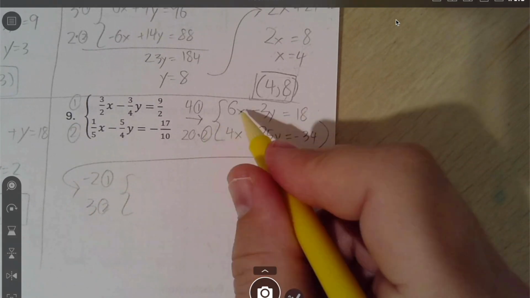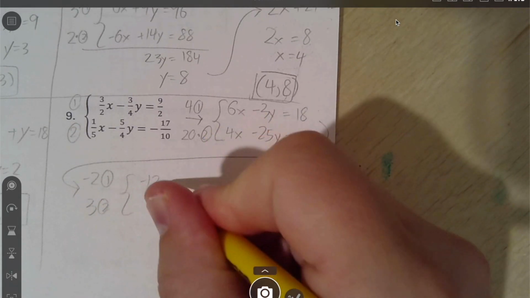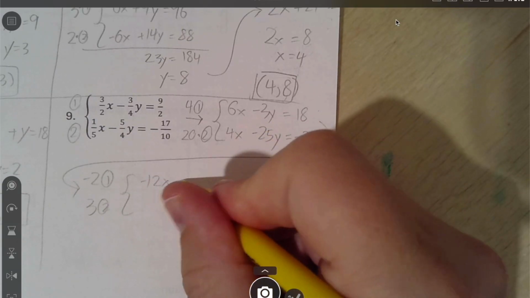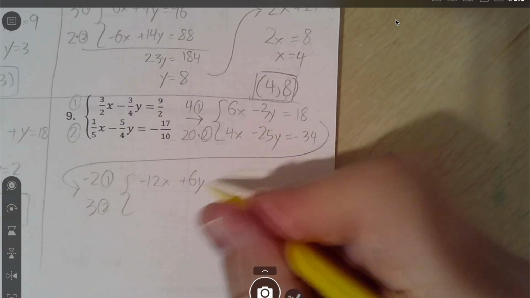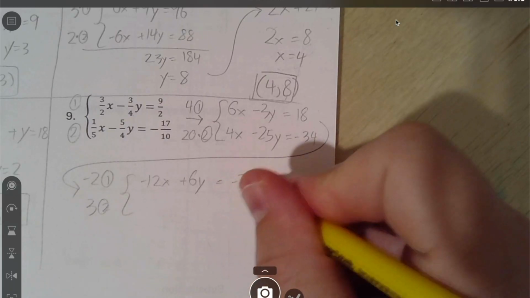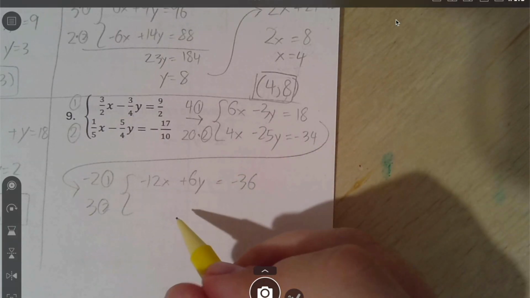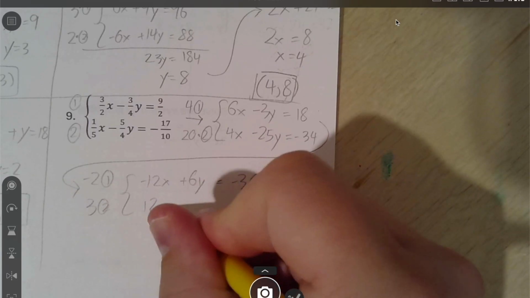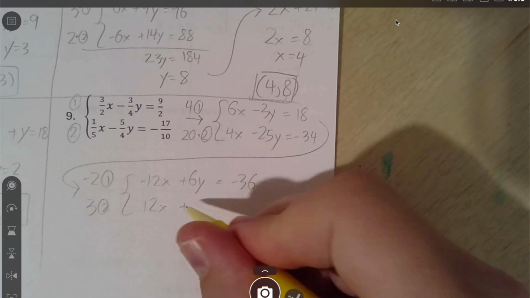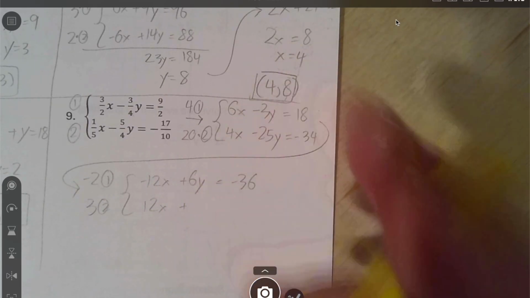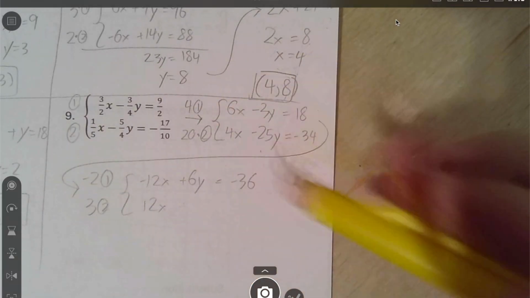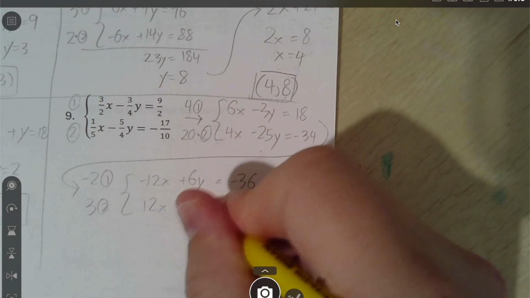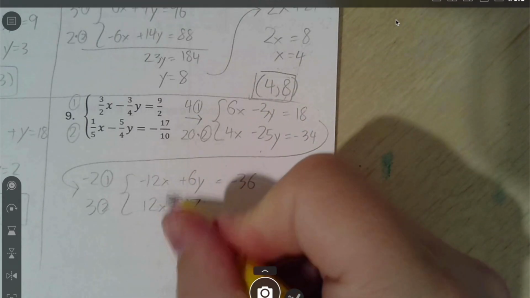If I do that, well, negative 2 times 6 is negative 12. Negative 2 times negative 3 is positive 6. And negative 2 times 18 is negative 36. On the bottom, 3 times 4 is positive 12. That will be my elimination. 3 times negative 25 is negative 75.